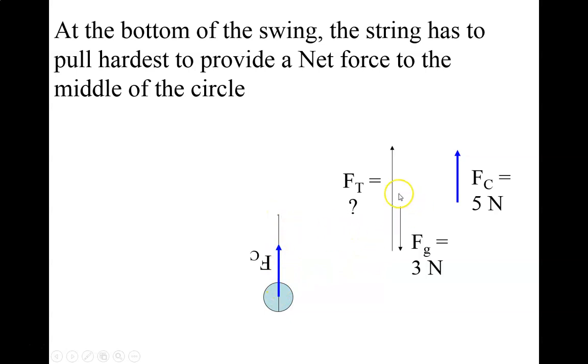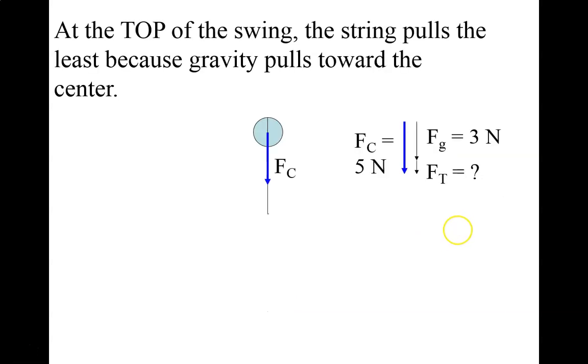How much tension is required to give me a leftover force of 5 newtons? Well, if I have 3 down and I want 5 up left over, I've got to have 8 newtons of tension, and when I subtract my 3, that'd give me my 5 left over going up. So be able to do this. Basically, you're just going to add or subtract the force of gravity and the centripetal force. It's not a big deal.